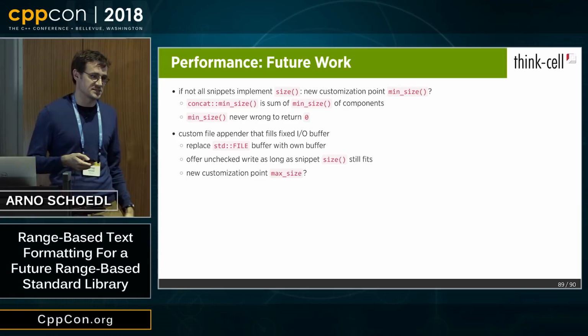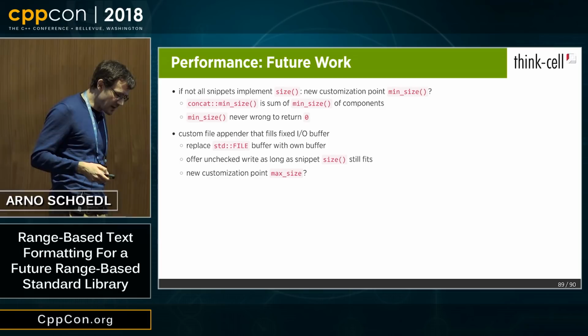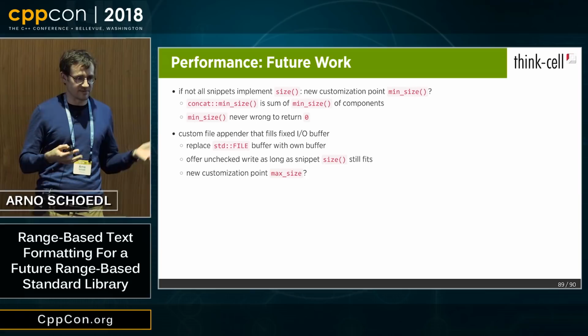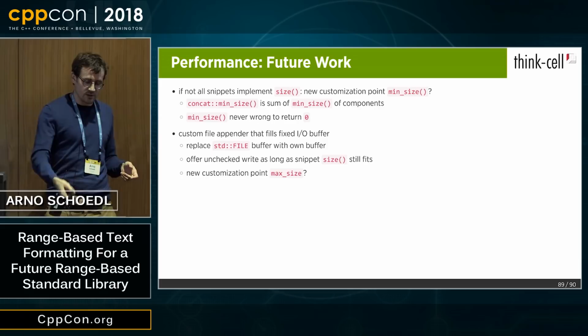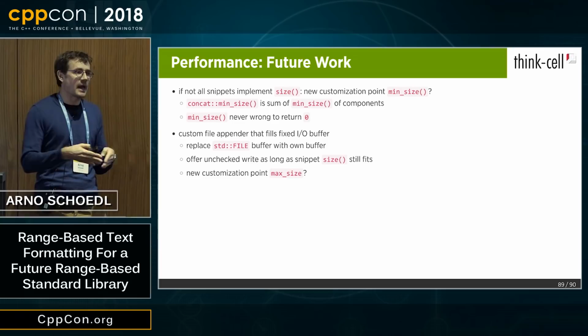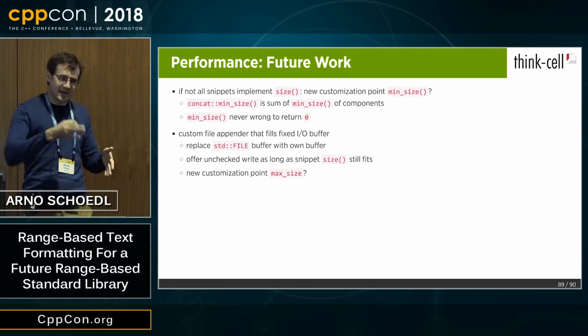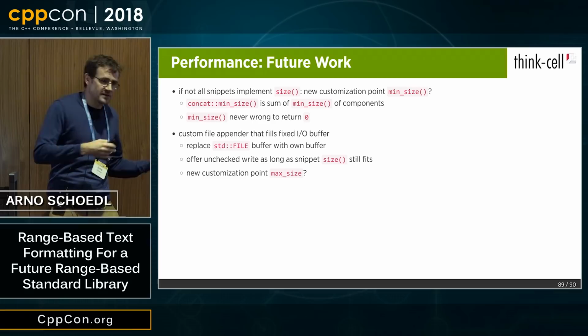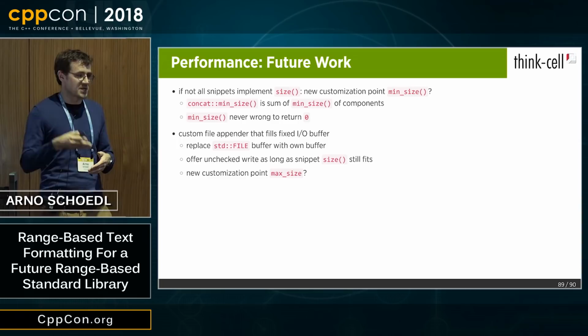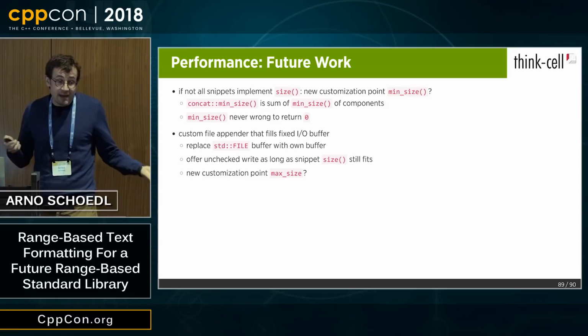You can do similar things with file buffers. So if you replace the file buffer in the std file and basically do your own buffer management, you could check when you're getting something, you could check its size to write into the file. You could check the size and see, is my buffer still large enough to hold that string? And if it's large enough, you again can write without checking for end. If it's bigger, you can decide. You can either flush the buffer, so you have a fresh buffer that's then big enough, or you can say, okay, I'm going to do the end check, and when I'm reaching the end, then I have to do the flushing. There may also be room for yet another customization point.